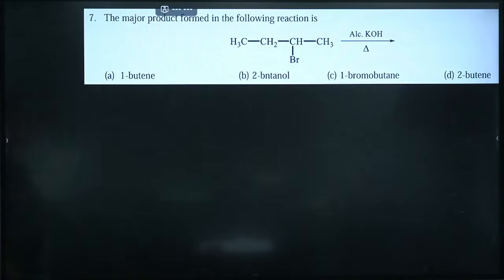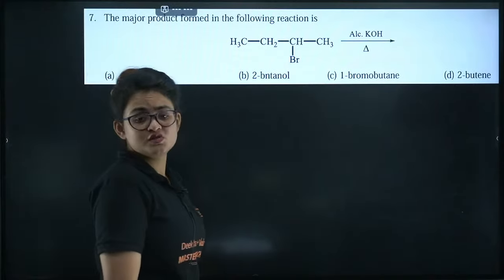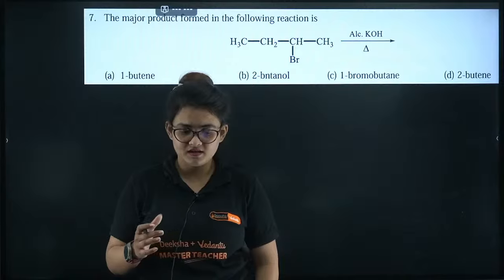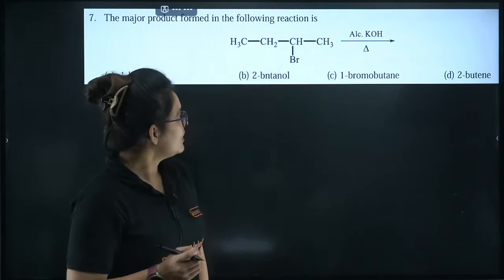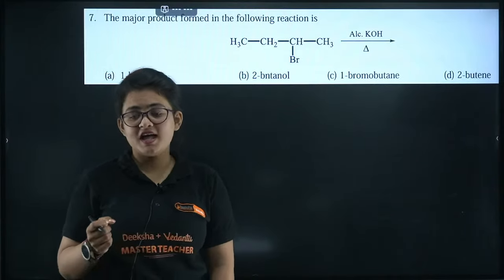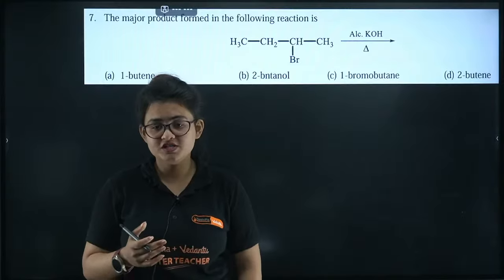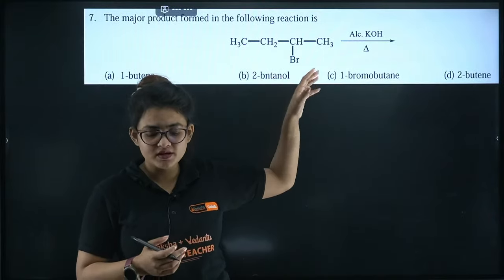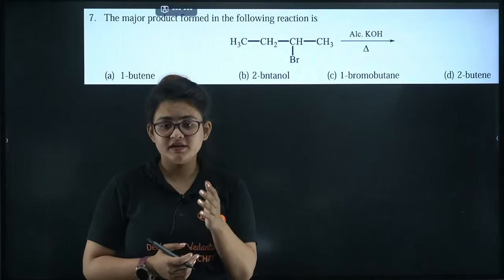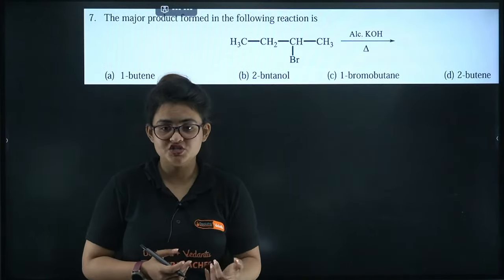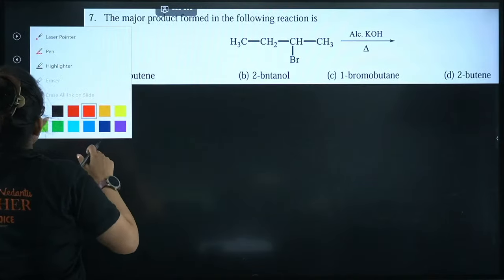The major product formed in the following reaction. Basically alcoholic KOH. So here comes a very beautiful thing: alcoholic KOH and aqueous KOH. Whenever it is aqueous KOH, then simply bromine will be replaced with OH. But whenever it is given as alcoholic KOH, it will undergo a beta elimination reaction. Okay, now let me show you, my dear.